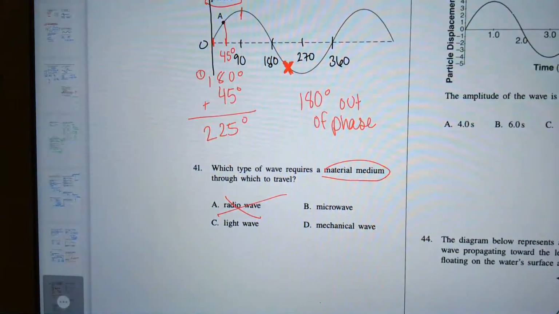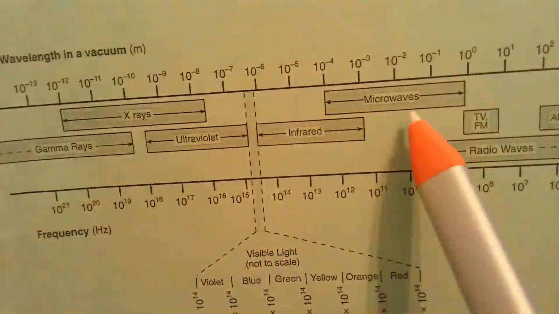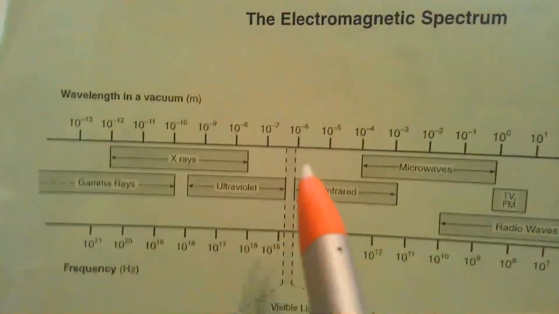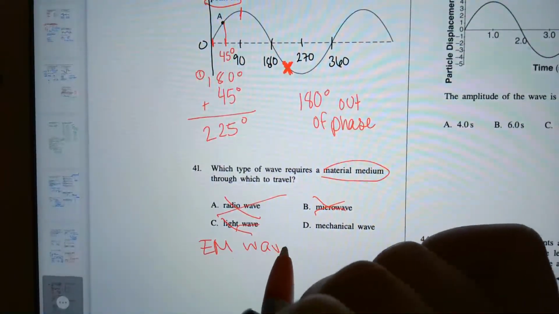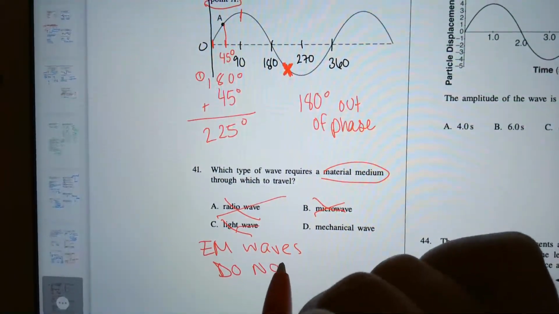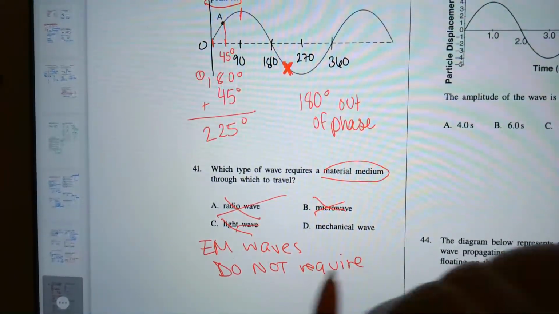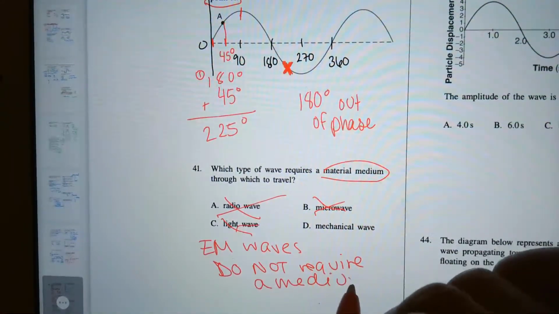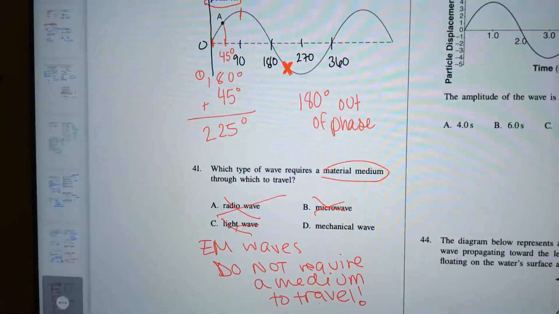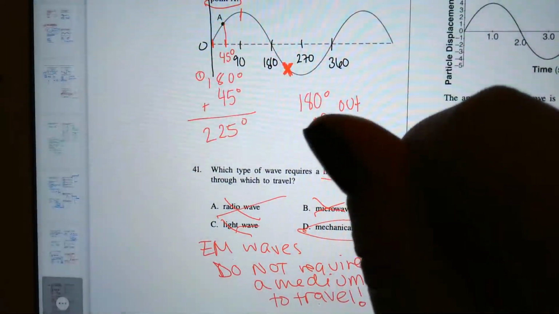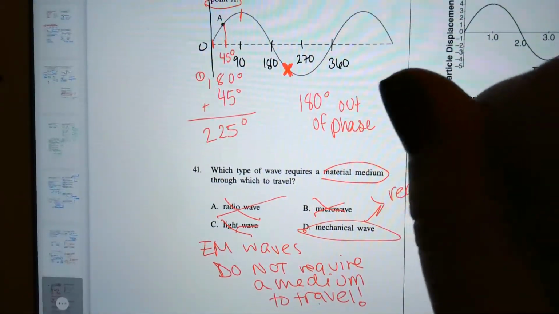A microwave. Oh, it's an EM wave, so that's definitely not true. Oh, wow, light. The visible light is part of the electromagnetic spectrum, so that's no good. Again, EM waves do not require a medium to travel, so they will be able to move through space. A mechanical wave is a type of wave that requires a medium to propagate.